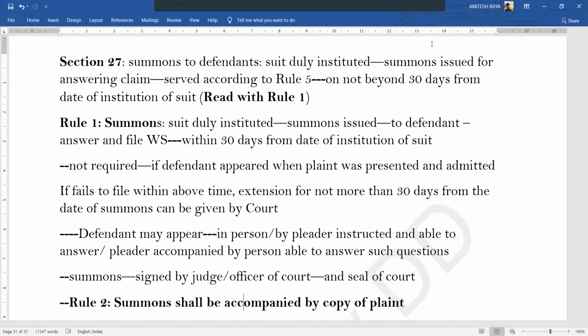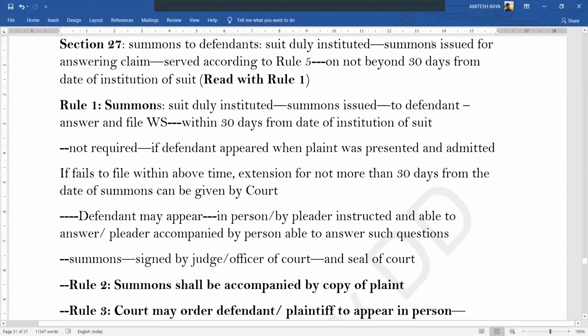And how will the defendant appear? He will appear in person, or by a pleader instructed who is able to answer the questions, or by a pleader accompanied by a person who can answer those questions. And summons should be signed by a judge or an officer of the court and should bear the seal of the court.